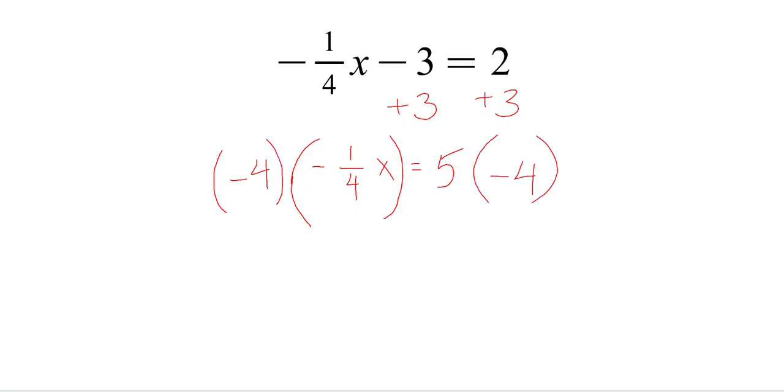And if we do it to one side, we have to do it to the other side. So kind of breaking this down, a negative times a negative, another negative, should become a positive. And a 4 times a 1/4, or 4 divided by 4, is just 1. So the only thing that we end up with left is just the x. And on the right-hand side, 5 times negative 4 is negative 20. 5 times 4 is 20, and a positive times a negative is always a negative.